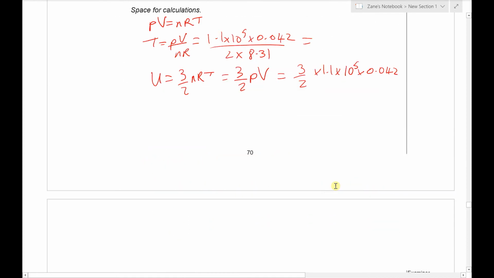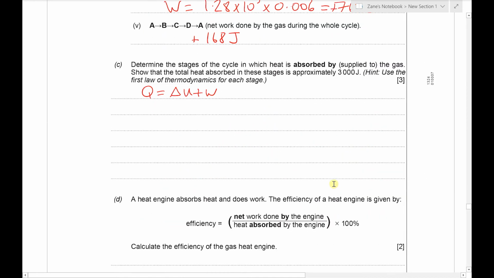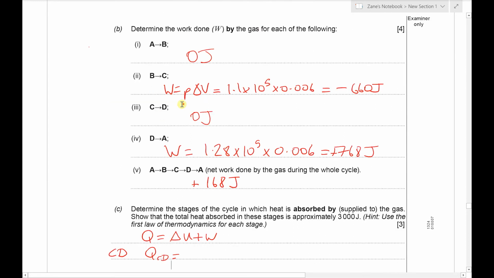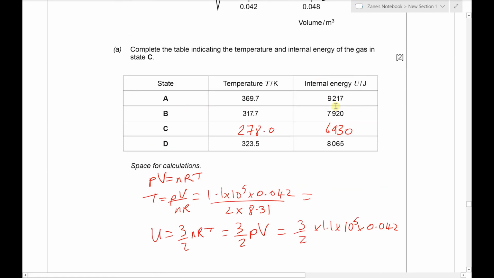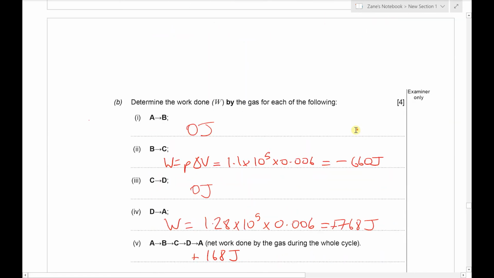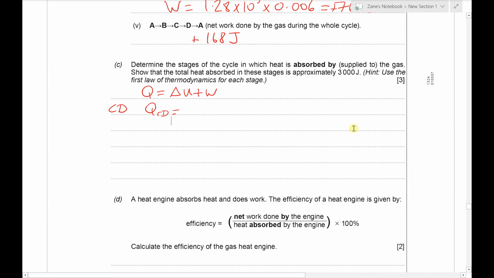So for C to D, we can find Q by using the formula. So let's look at CD. Q for CD is delta U, the difference between 6930 and 8065, and the work done was 0. So let's just do that on a calculator to make sure we get that right. So we end up with 1135 joules.